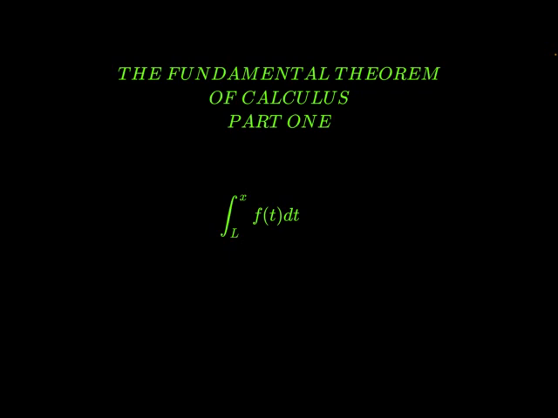Part one of the fundamental theorem of calculus is about a Riemann sum area to the right of a fixed vertical line at t equals L, underneath a curve f of t, and to the left of a vertical line at t equals x. We should consider this area as a function of the position of the rightmost vertical line bordering the region, which would be at t equals x.